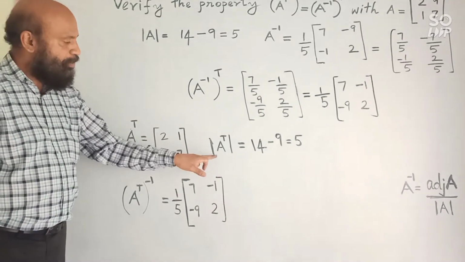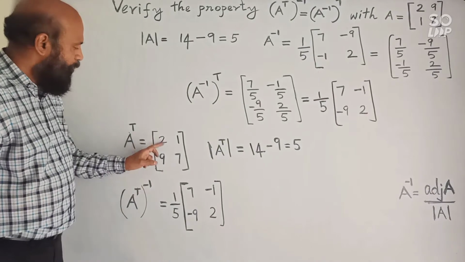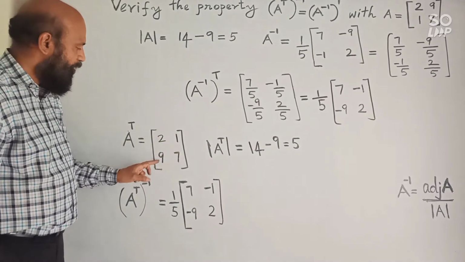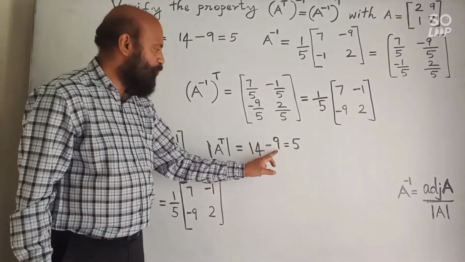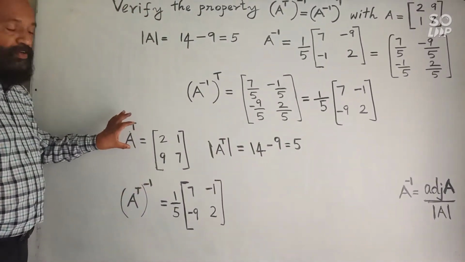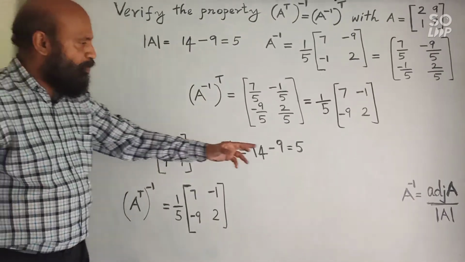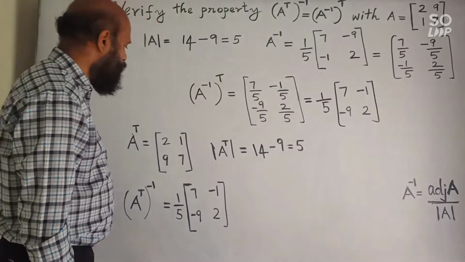Then you find the determinant of that matrix, A transpose. That is 14 minus 9. 2 into 7, 14, minus 1 into 9, 9. So it is 5. Now you have to find out the inverse of this matrix. Again you can use this formula. Inverse of a matrix is adjoint A divided by determinant of A.